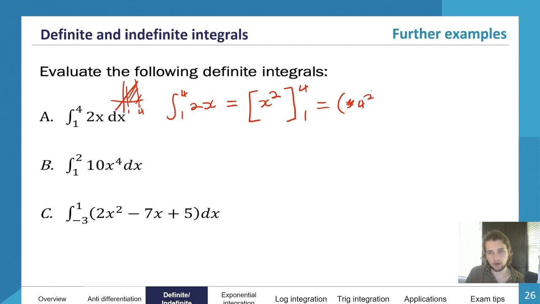4 squared minus 1 squared. So again, I'm substituting 4 in, then I'm putting a minus there and substituting the 1 into that second instance. So that's 16 minus 1 is equal to 15 is our answer there. So that's the area in here on this line there.